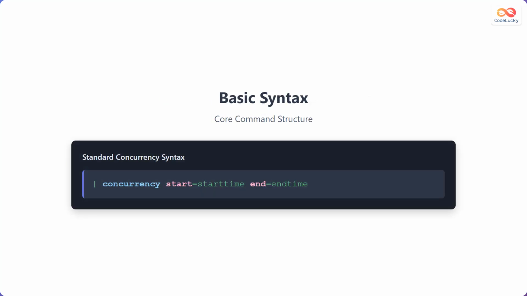The basic syntax of the concurrency command is straightforward. You start with the pipe symbol, followed by the keyword concurrency, then specify two required parameters. The start parameter defines the field containing the event start time, and the end parameter specifies the field containing the event end time. This simple structure forms the foundation for all concurrency analyses in Splunk.